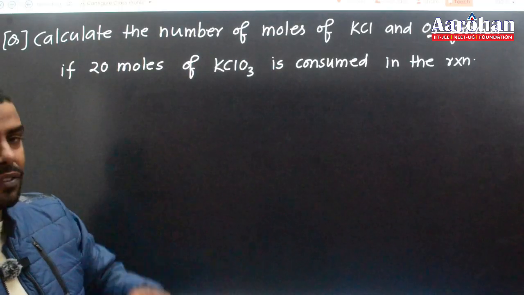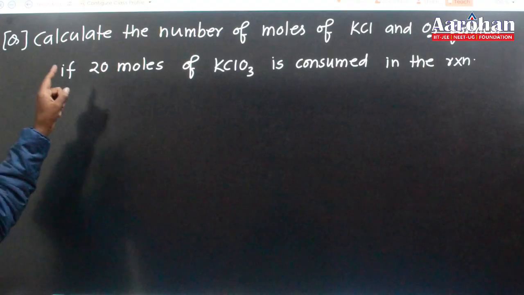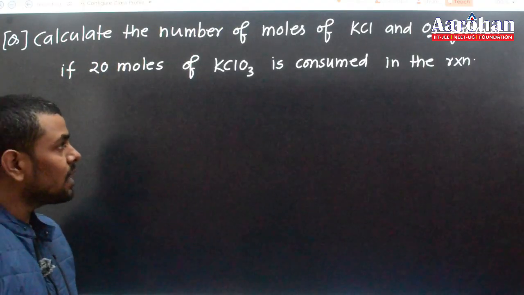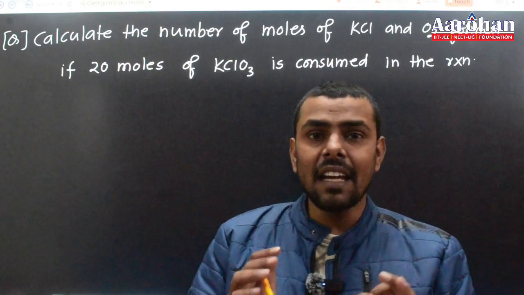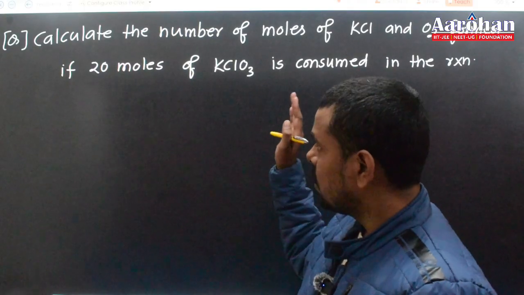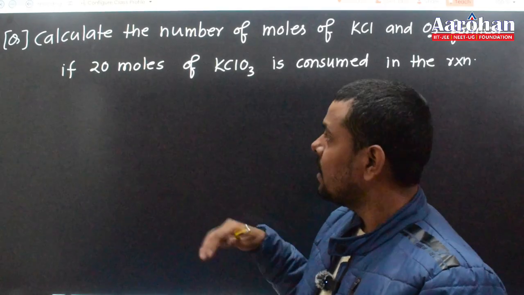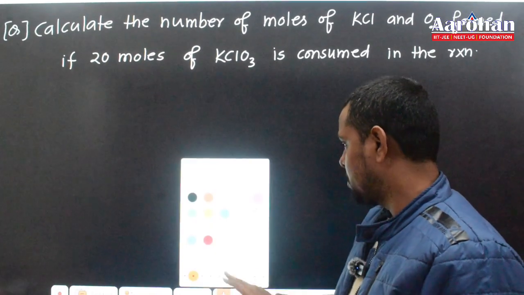Next, find the answer of this question. What is given: calculate the number of moles of KCl and O2 formed if 20 moles of KClO3 is consumed in a reaction. Then pause the video and try this question, and then I will try it for you.